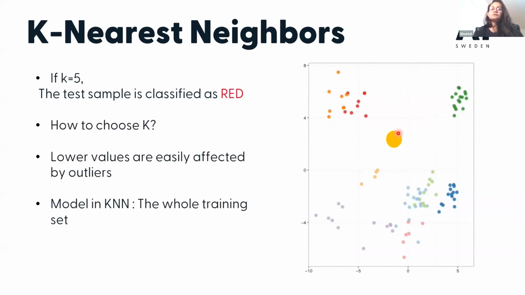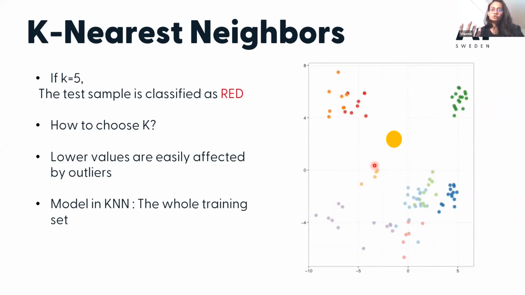For example, if the point is somewhere here, the test sample, and k equals 5 in the k nearest neighbors, it seems like there are 3 nearest here, or 2 nearest here. The majority belongs to this class, so it is yellow. So it's that simple. It's the simplest classification algorithm available.